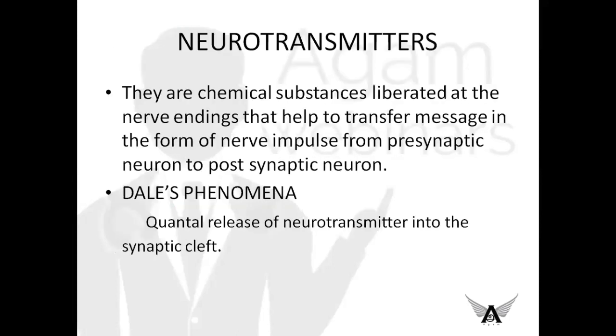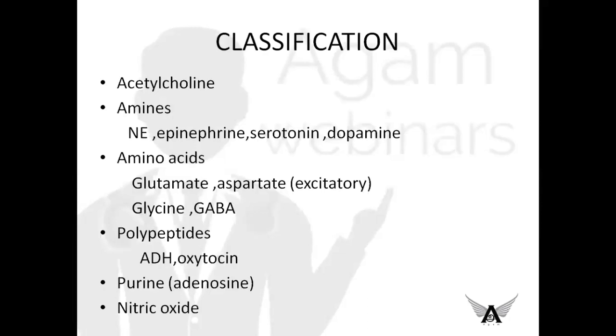Now let us look at neurotransmitters. Neurotransmitters are chemical substances that are released by the presynaptic neuron into the synaptic cleft during synaptic transmission. This release of neurotransmitter is described as quantal release, and this quantal release of neurotransmitter into the synaptic cleft is called Dale's phenomenon. Let us see the classification of neurotransmitters.